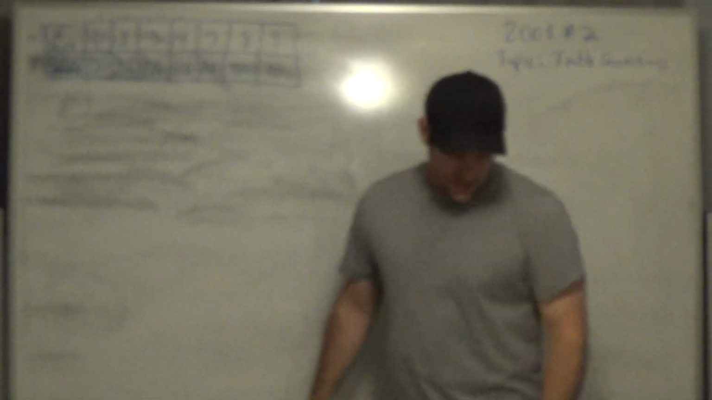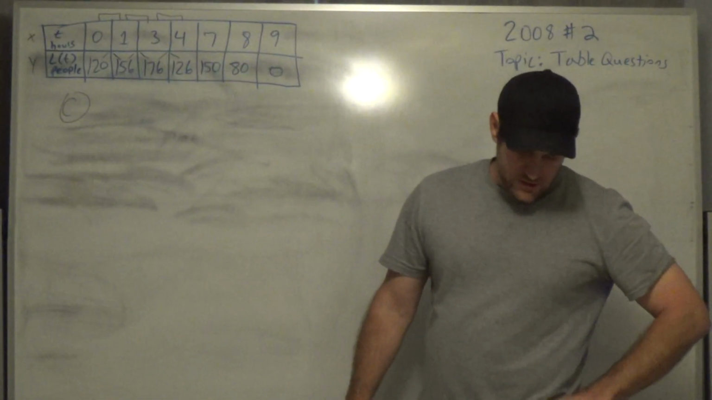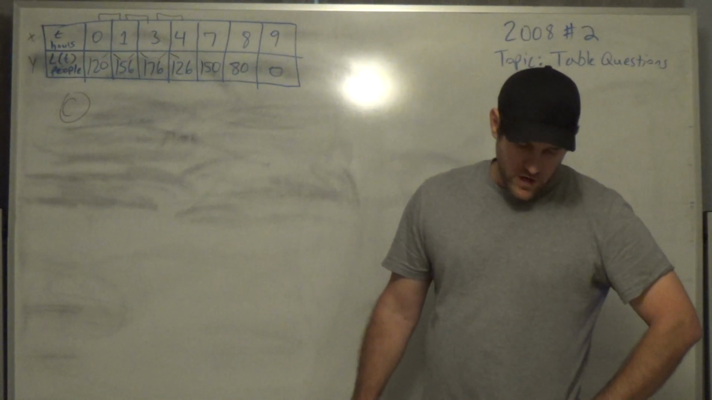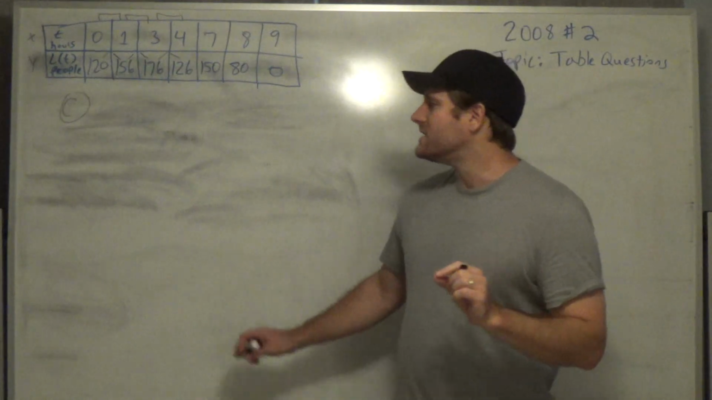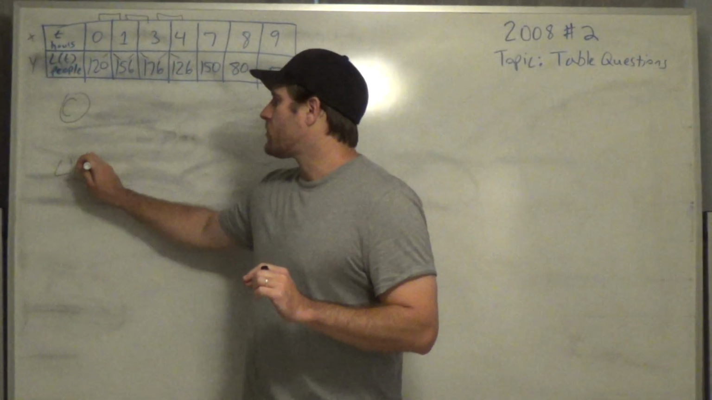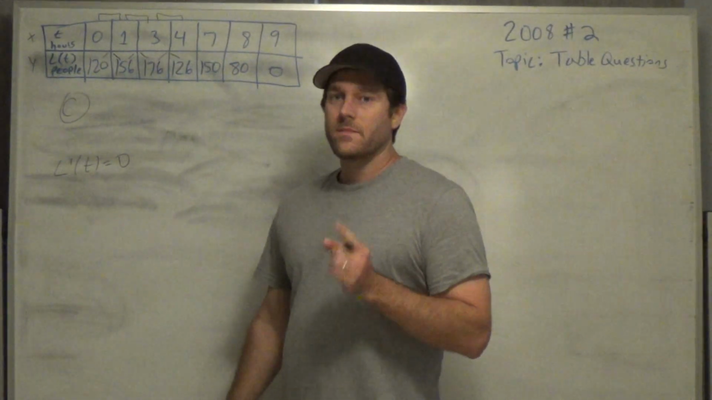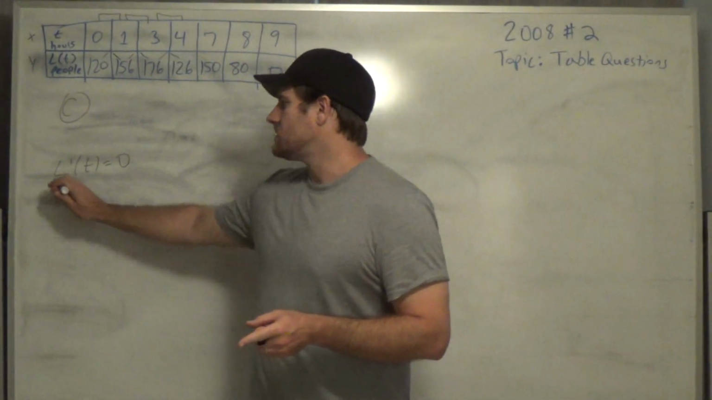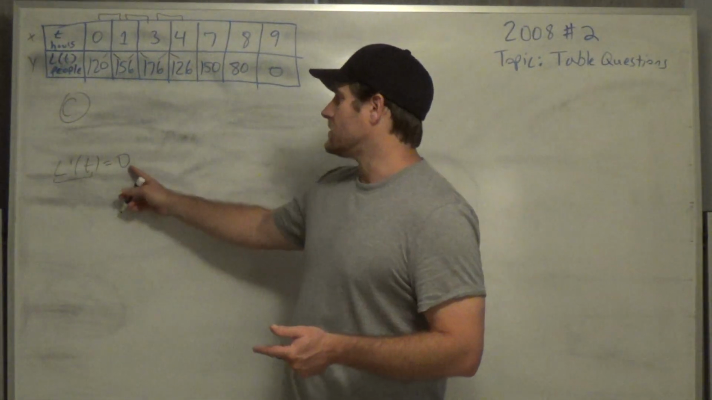So part C says, for 0 to 9, what is the fewest number of times in which L prime T must equal 0? Okay, now what does it mean if L prime T equals 0? Now, this means the slope, remember the derivative, is equal to 0.